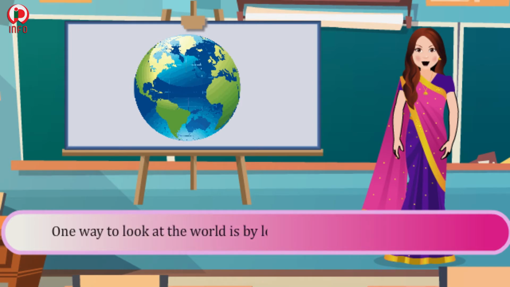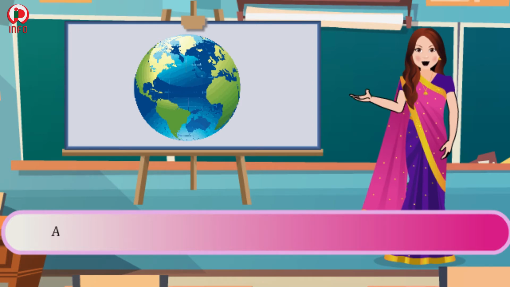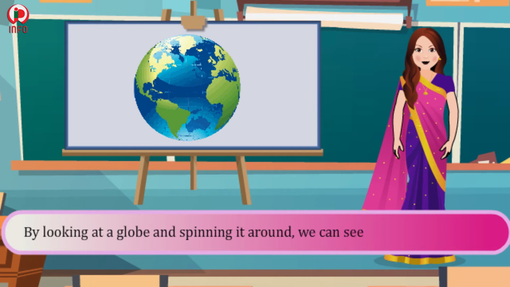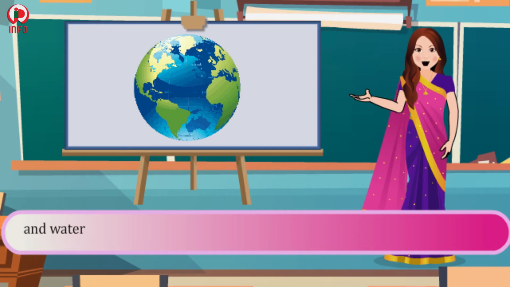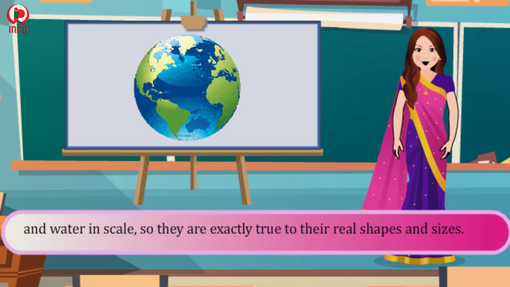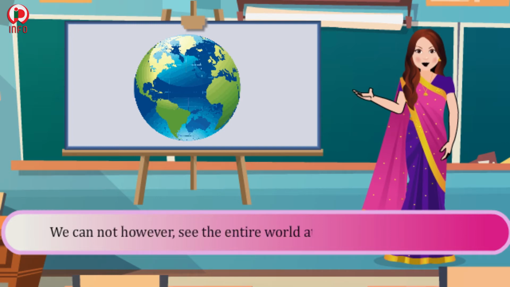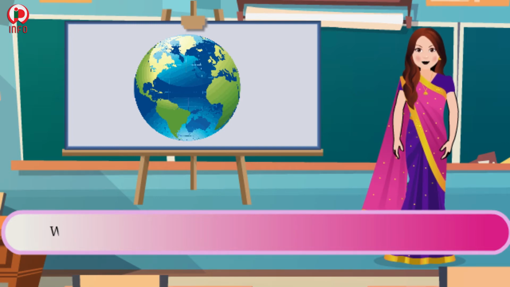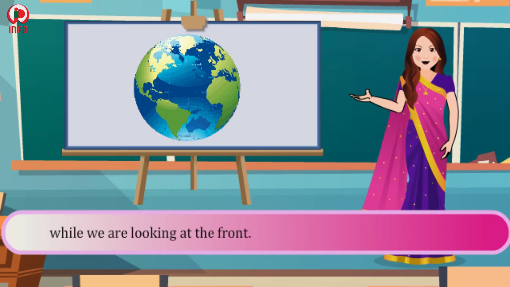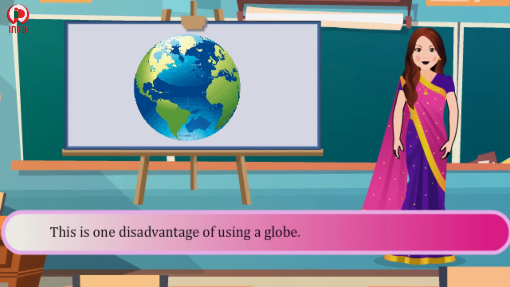One way to look at the world is by looking at the globe. A globe is a round model of the earth. By looking at a globe and spinning it around, we can see all the areas of land and water in scale, so they are exactly true to their real shapes and sizes. We cannot, however, see the entire world at the same time. We cannot see what is on the back of the globe while we are looking at the front. This is one disadvantage of using a globe.